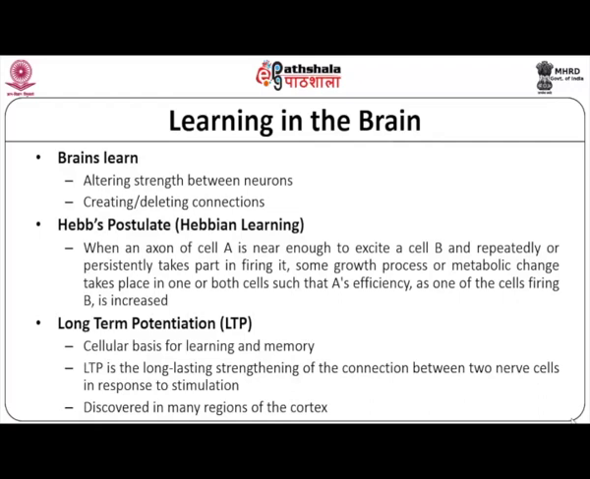Long term potentiation, in short called LTP, is the cellular basis for learning and memory. LTP is a long lasting strengthening of the connection between two nerve cells, which is done in response to stimulation of these cells. This activity was discovered in many regions of the cortex.